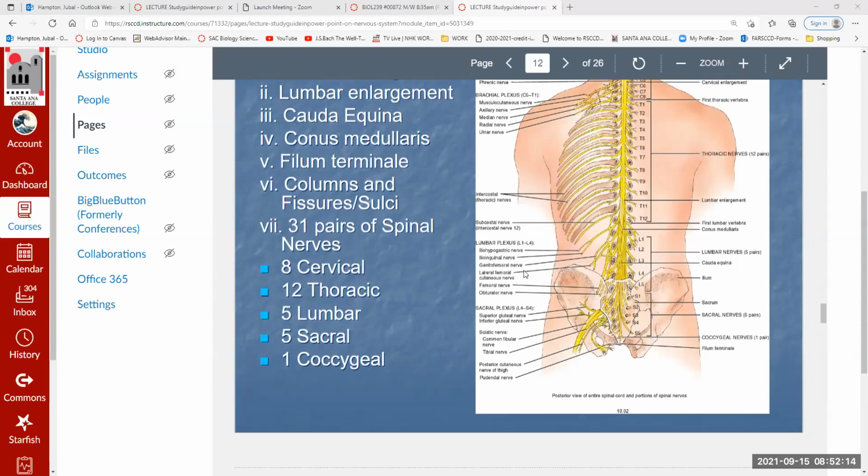Where we left off: the conus medullaris, the filum terminale, and another ligament that holds the spinal cord, called the dentate ligament. I'm typing that in the chat box, dentate ligament. This is an additional ligament that holds the spinal cord very securely within the vertebral canal as it courses through. Columns and fissures and sulci we will get to.